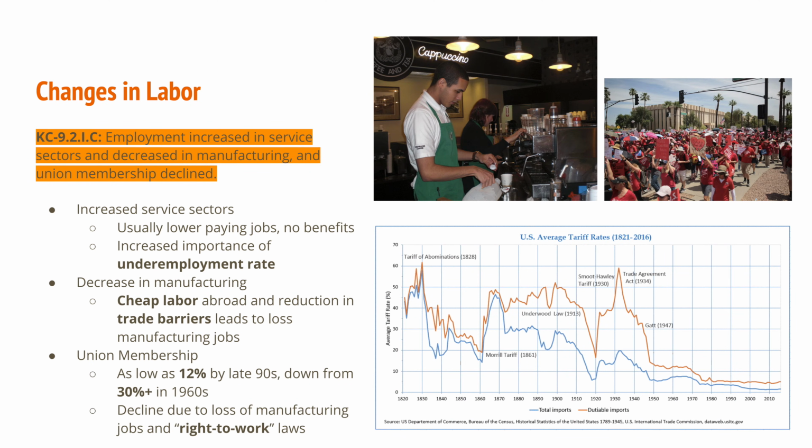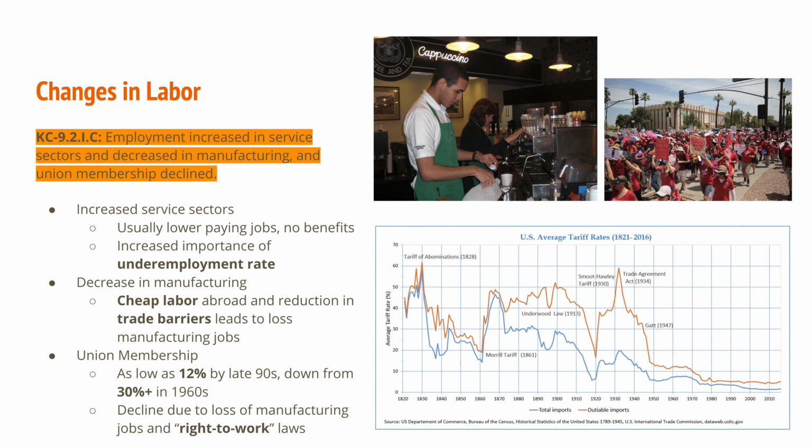All right, so employment increased in service sectors and decreased in manufacturing, and union membership also declined. This was something that had continued from the 1980s to the present day. There's an increase in service sector jobs. These service sector jobs are usually lower paying and they have no benefits. And so as people may be employed, they may not be employed to the level that's going to allow them to have a living wage.